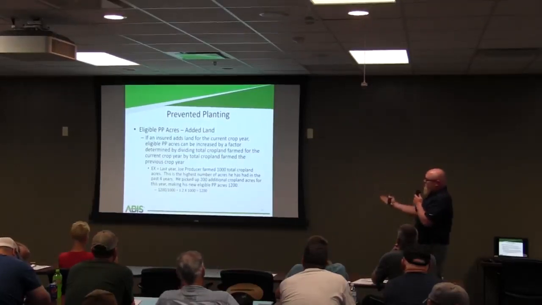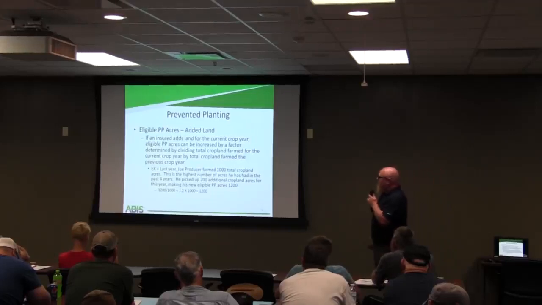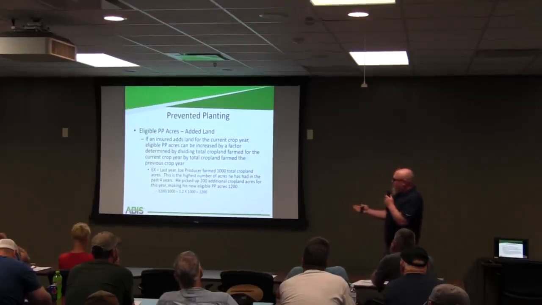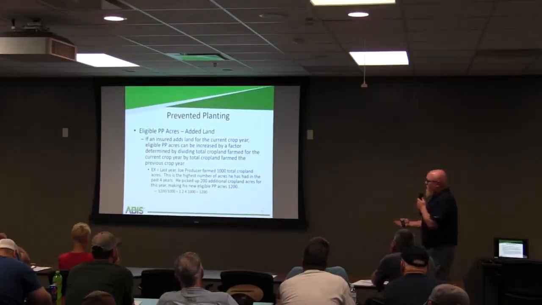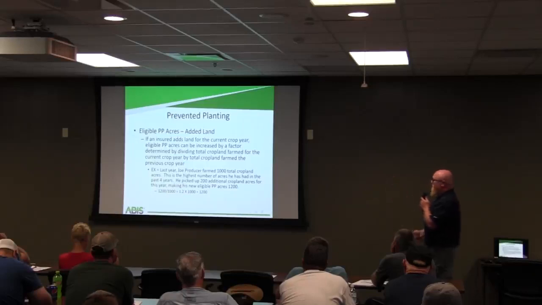So if Joe Farmer had 1,000 acres cropland last year, and he picks up an additional 200, he's got a new eligible acres total of PP for 1,200. And so what we do is we take this year's eligible divided by last year's, and then we get a 1.2 factor, multiply that by last year's to get to 1,200.